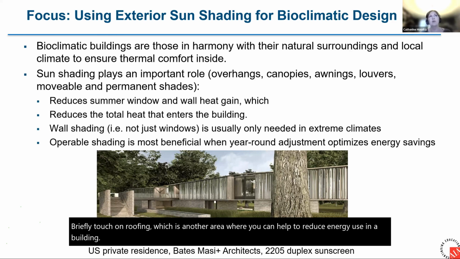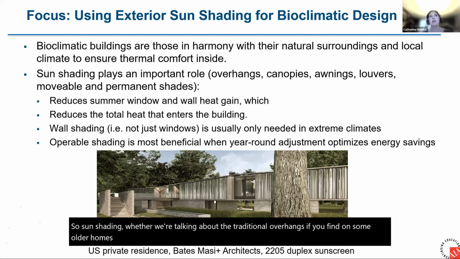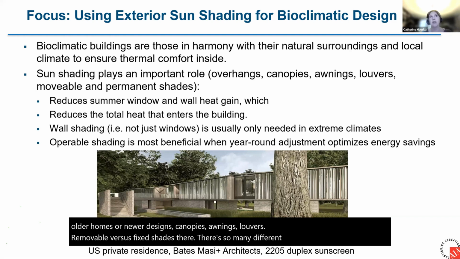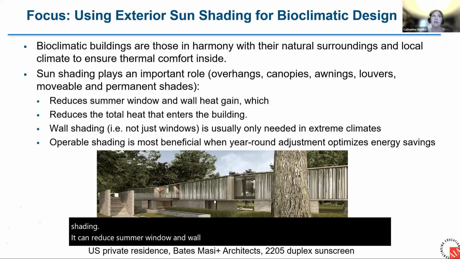So sun shading, whether we're talking about the traditional overhangs that you find on some older homes or newer designs, canopies, awnings, louvers, movable versus fixed shades, there are so many different options. In general, having shading on the outside of the building or window is far more effective than internal shading. It can reduce summer window and wall heat gain.